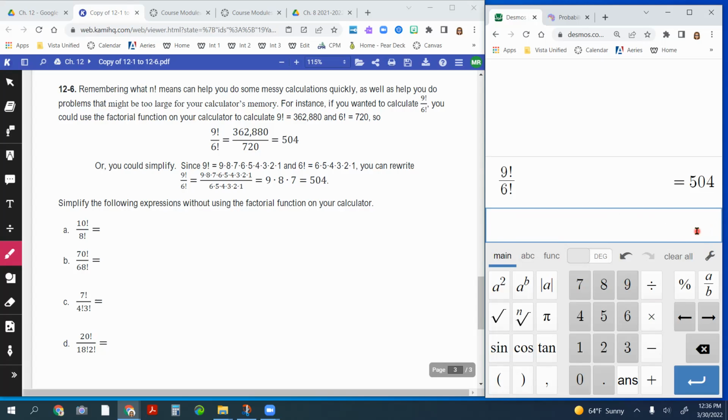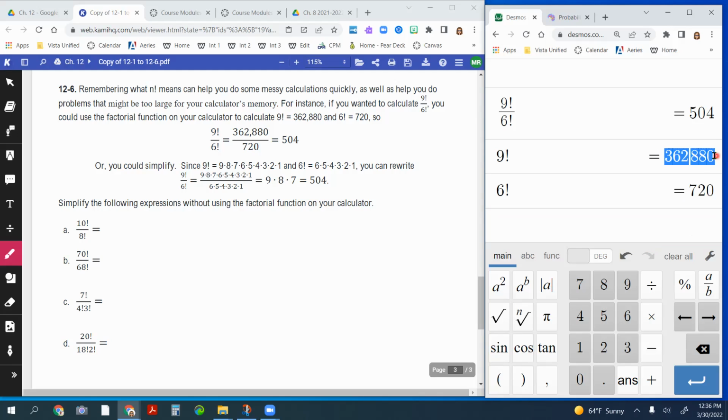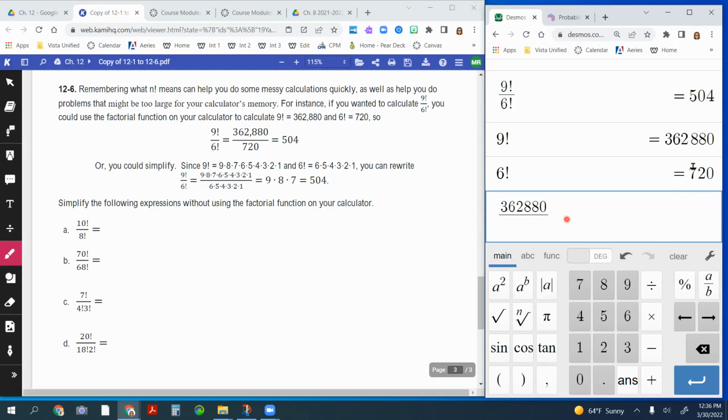Now, if I wanted to just do 9 factorial, you see that was 362,880, and then 6 factorial, that is 720. And so I'm just going to copy this, see if I can copy this. Let's see if it'll let me. Divided by, oops, not minus, divided by 720. And I get that same thing. So here we did 9 factorial over 6 factorial. Here we did 9 factorial, 6 factorial, and then we worked that out.